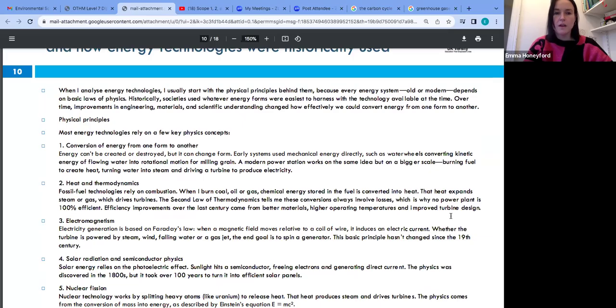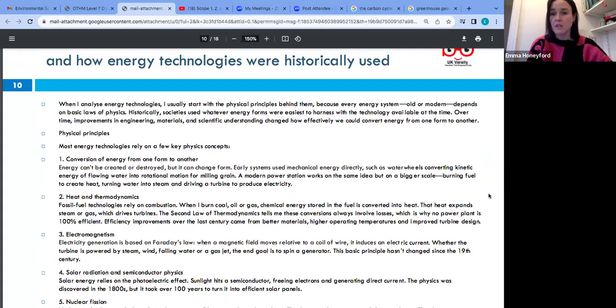When we analyse energy technologies, it's good to have a look at the physical principles behind them, because every energy system, old or modern, depends on basic laws of physics. Historically we know that societies used whatever energy forms were easiest to harness with the technology available at the time. Over time, improvements in engineering, materials and scientific understanding have changed how effectively we can convert energy from one form to another.